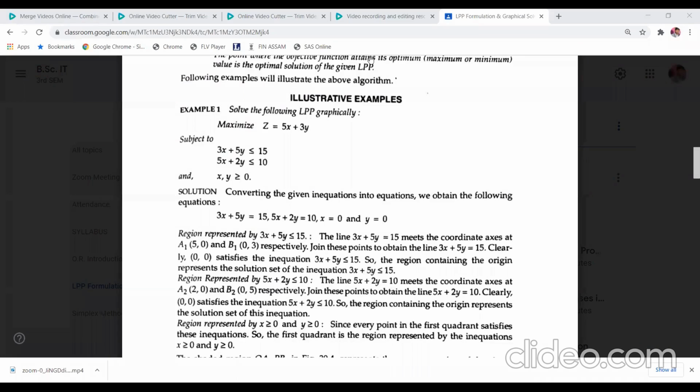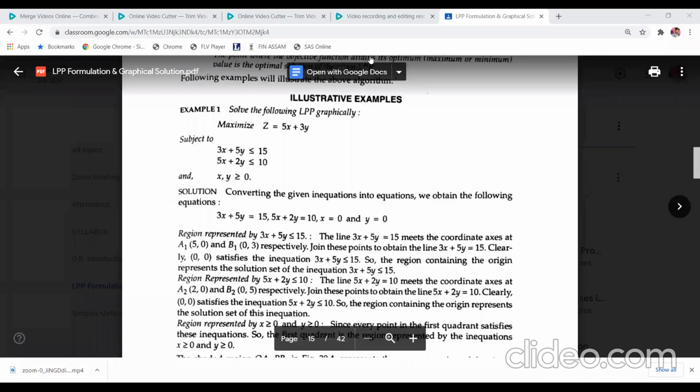So let us see this example. The problem is already given in mathematical form, so there is no need to convert. So step 1 is over. Next, step 2. This is your objective function, and you need to maximize it. That means it is a maximization problem. This is the constraint, and this is the non-negative restriction.